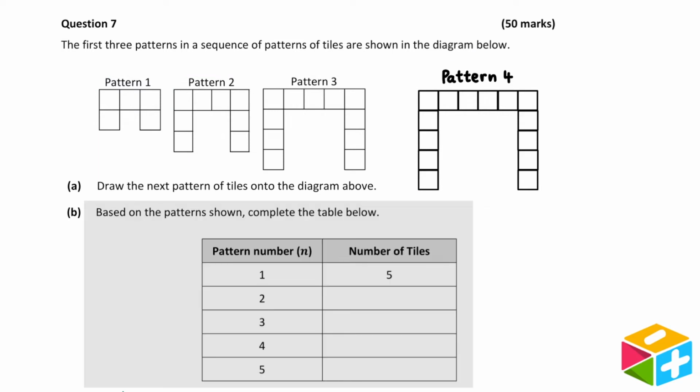Part B says the following. Based on the pattern shown, complete the table below. The first row is filled in for us, and it says that pattern number 1 contains 5 tiles. To fill in the blanks in the table, we must determine the number of tiles in the second, third, fourth, and fifth pattern.